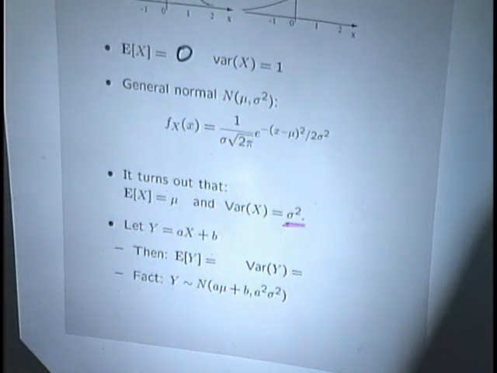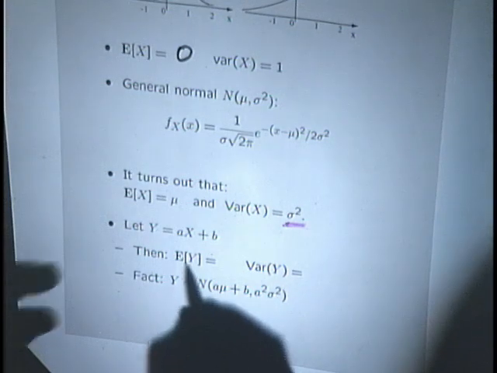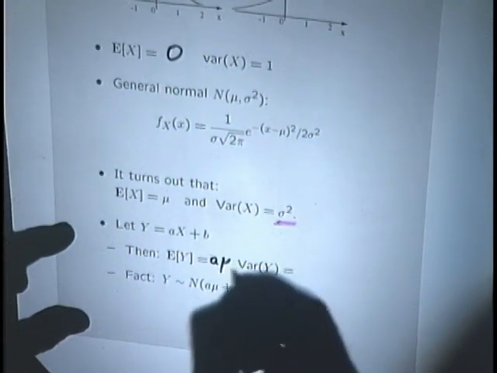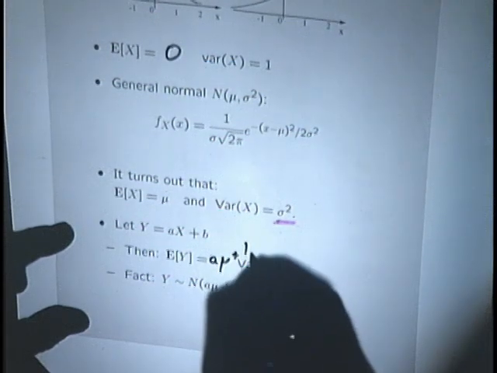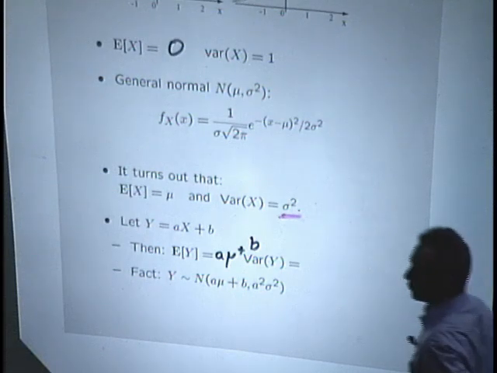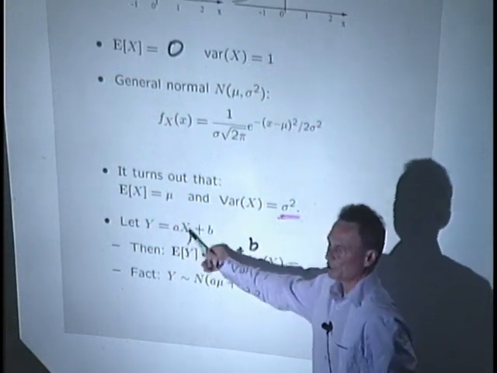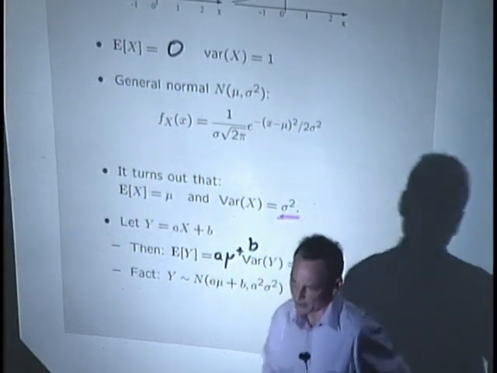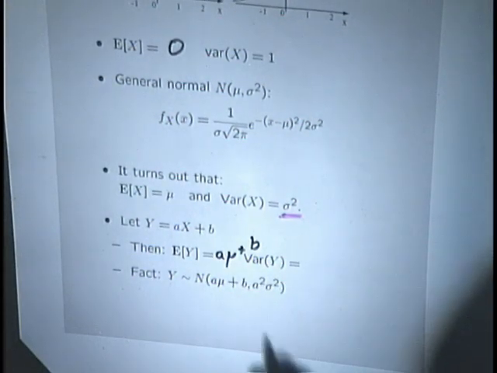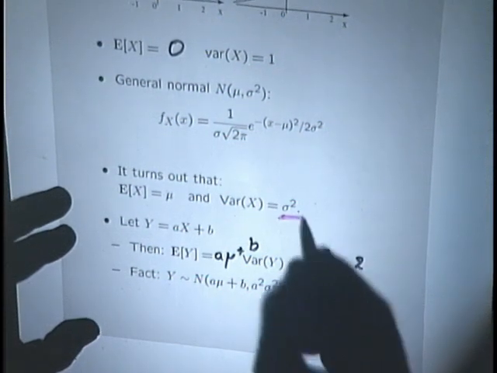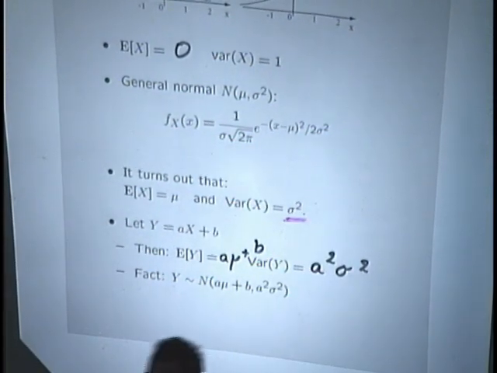What is the expected value of y? Here we don't need anything special. We know that the expected value of a linear function is the linear function of the expectation. So the expected value is this. How about the variance? We know that the variance of a linear function doesn't care about the constant term, but the variance gets multiplied by a squared. So we get this variance, where sigma squared is the variance of the original normal.